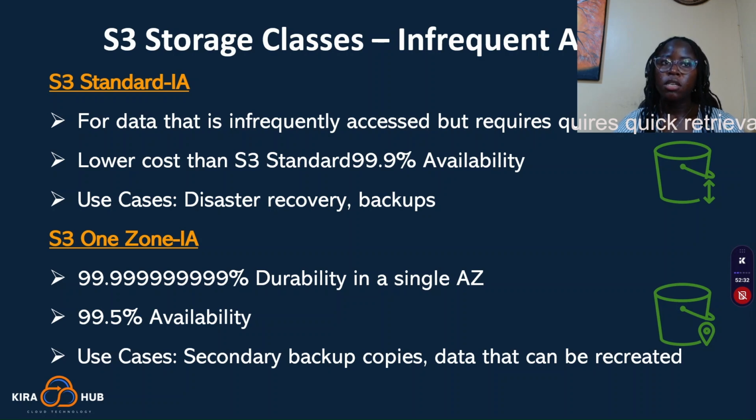So when do we use this? It's useful for backup copies of maybe on-prem data or data that you can easily recreate if lost, as the risk of losing data is higher when stored within just one availability zone.